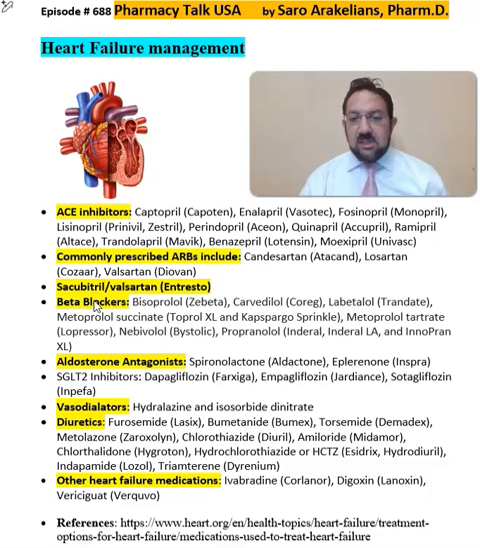Beta blockers include bisoprolol, carvedilol, Coreg, labetalol, metoprolol succinate, which is Toprol XL and also comes in a sprinkle format called Kapspargo, metoprolol tartrate, which is Lopressor, nebivolol, and propranolol in different types: Inderal, Inderal LA, and InnoPran XL. Then we have the aldosterone antagonists. Examples would be spironolactone, Aldactone, and eplerenone, or Inspra.